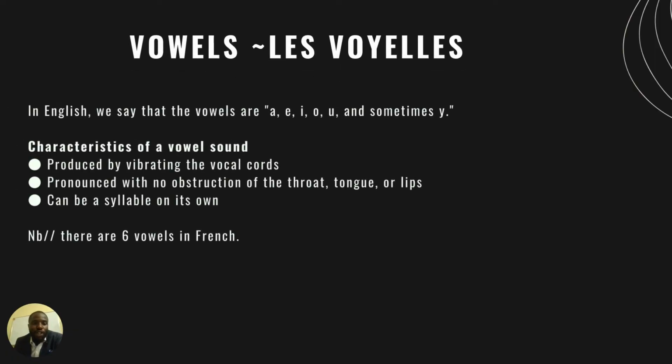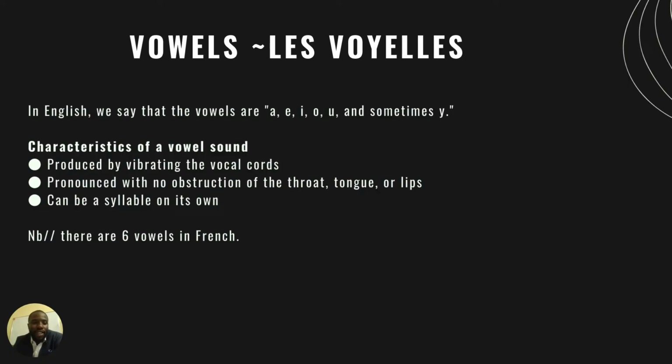Then we move on to what? Les voyelles, which are vowels. In English, we say that vowels are A, E, I, O, U, and sometimes Y. So I just read the vowels in French. It's A, E, I, O, U, and sometimes Y. So if you're following from the start, when we were looking at the alphabet, I said Y is Y. So if you're saying Y in French, you have to say Y. So A, E, I, O, U, and sometimes Y.